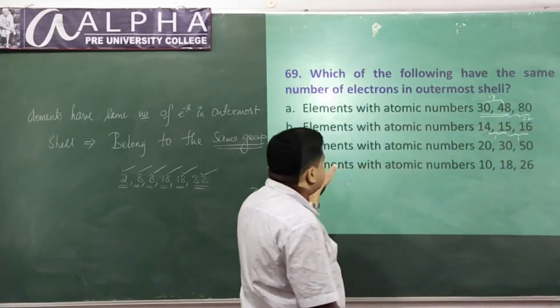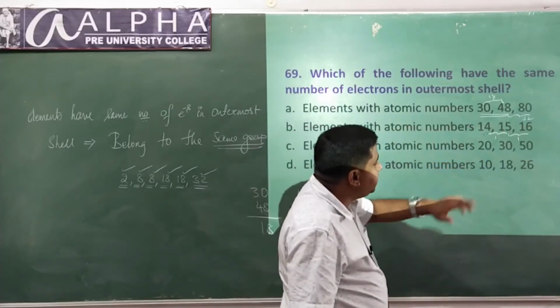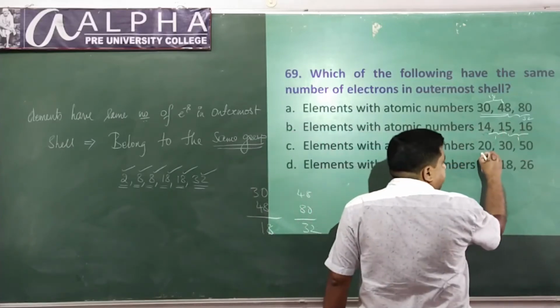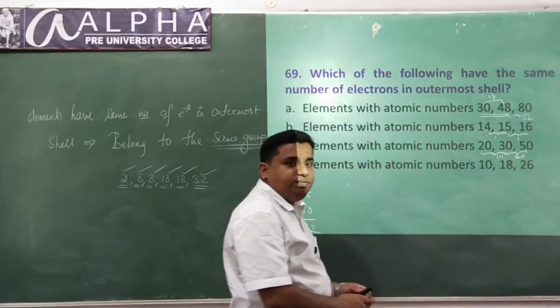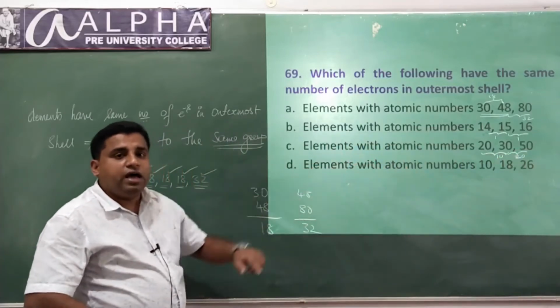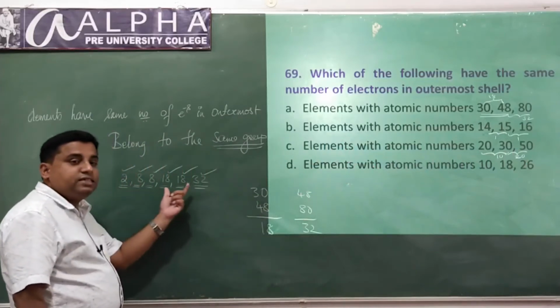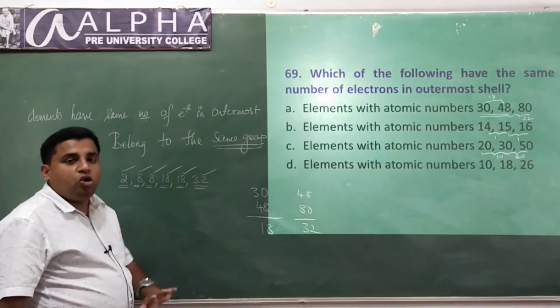Okay, how about these elements with atomic numbers 10, 30 and 50? What is the difference between this and this? It's 20. No, they are not varying in this interval. The successive atomic numbers are not varying in this interval. Therefore, they do not belong to the same group.